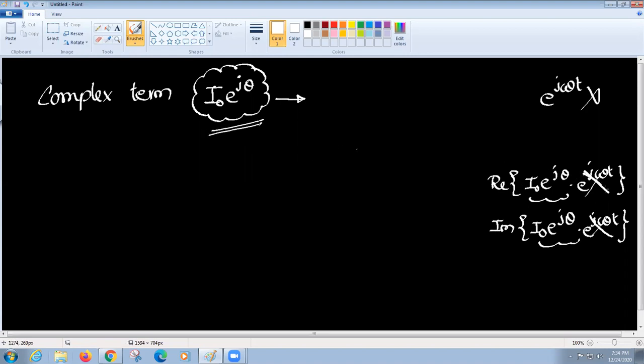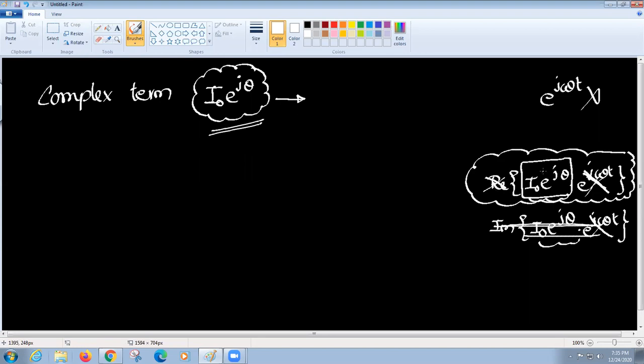For example, forget about this. Take this one, the real part of I naught e power j theta e power j omega t. Just drop this e power j omega t and also drop this real part. Now you are seeing I naught e power j theta. Now this I naught e power j theta is nothing but a phasor. So this is the phasor form of the current.